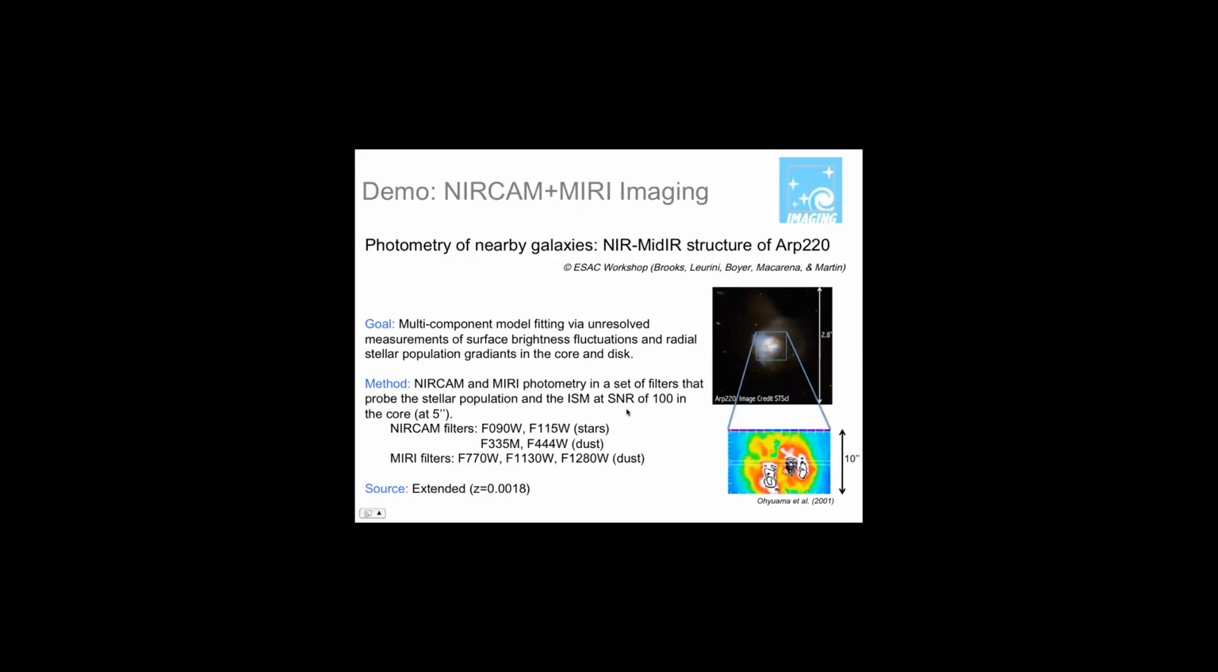So we require a signal-to-noise ratio of 100 in the core of the galaxy, so around, say, 5 arcseconds around the center, which corresponds basically to the core of the galaxy. And we are also interested in the halo, so we'll require this signal-to-noise ratio of 5 at larger distance. So, all right, let's start.